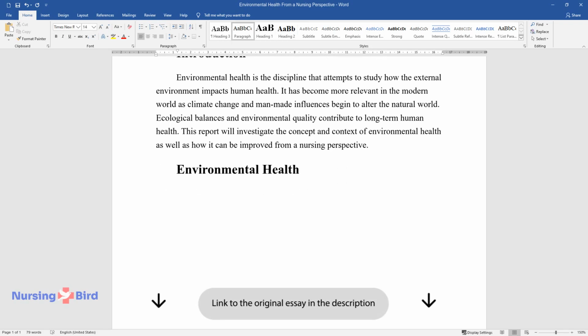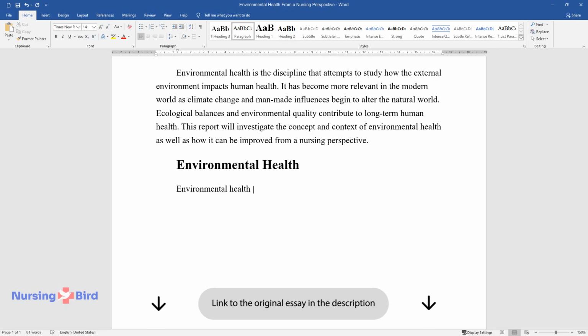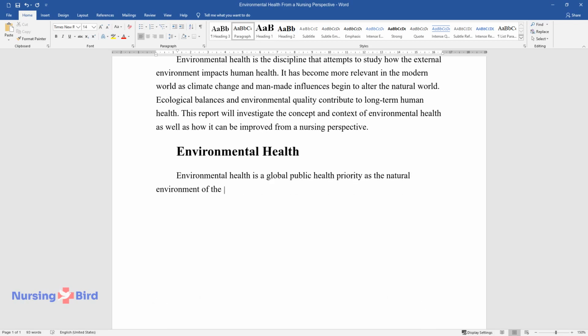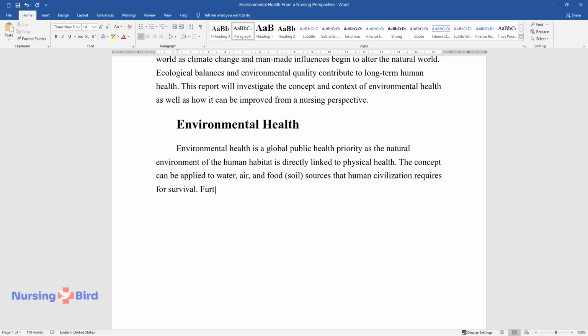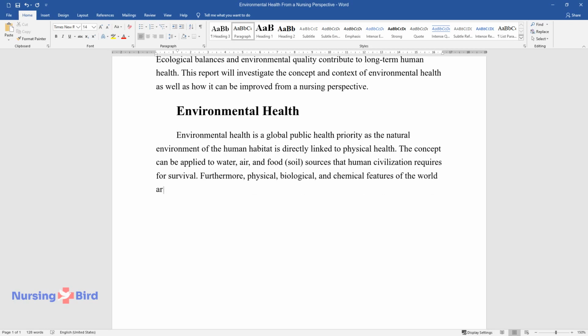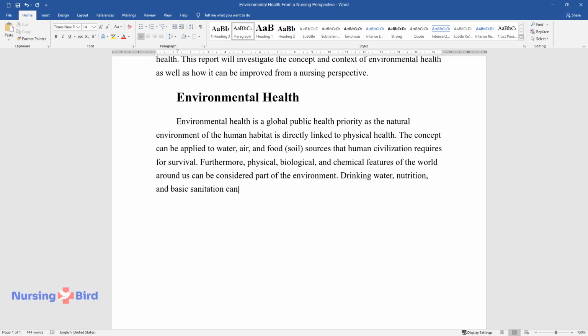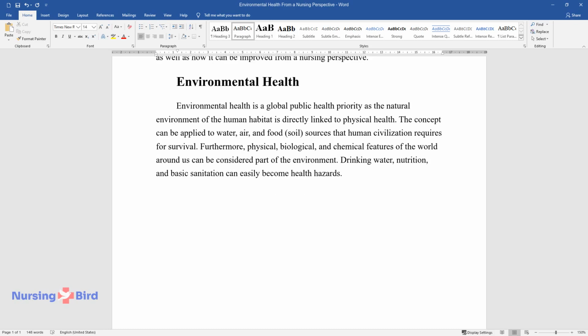Environmental health. Environmental health is a global public health priority as the natural environment of the human habitat is directly linked to physical health. The concept can be applied to water, air, food, and soil, sources that human civilization requires for survival. Furthermore, physical, biological, and chemical features of the world around us can be considered part of the environment. Drinking water, nutrition, and basic sanitation can easily become health hazards.